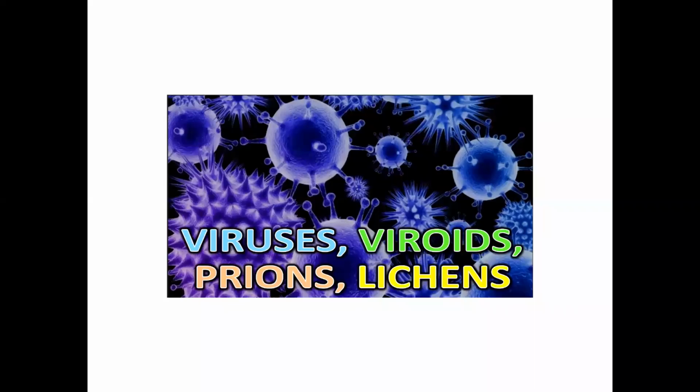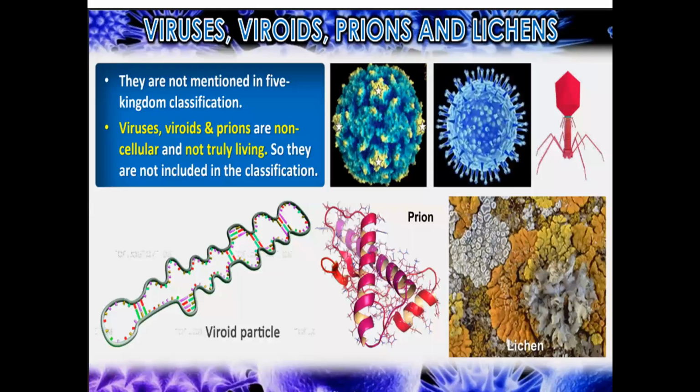Okay. So the last part of this chapter, classification of organisms, covers viruses, viroids, prions, and lichens. From these, we have already discussed lichens. What is lichen? It is an association of fungi plus algae. Okay, so we'll see the same part again.